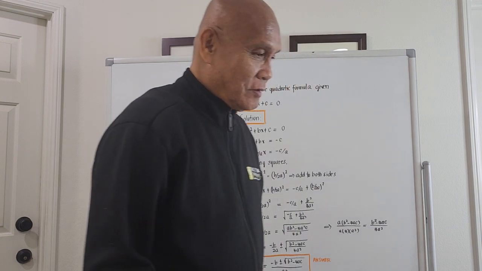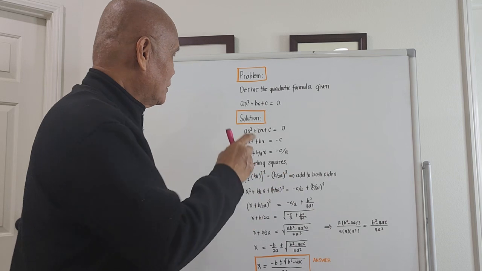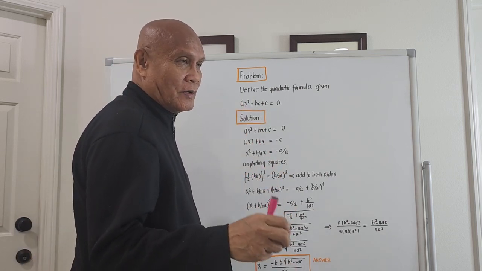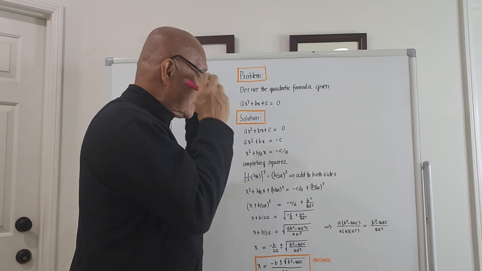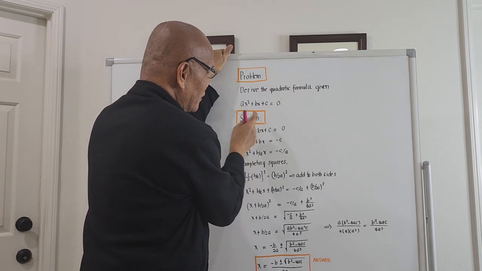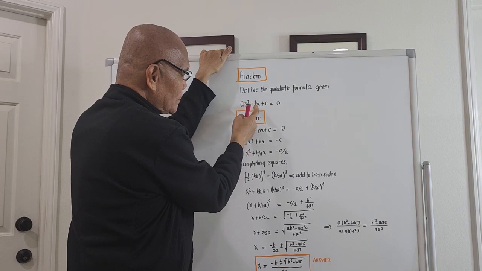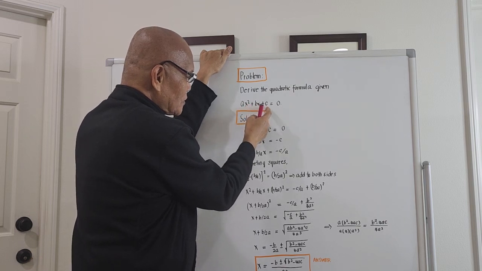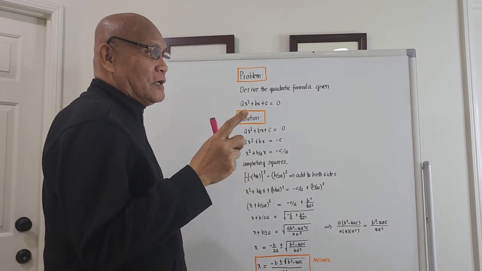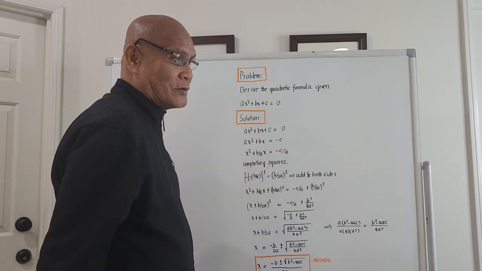My topic for this session will be the derivation of the quadratic formula under algebra. Okay, let's proceed. We've got a problem: derive the quadratic formula. We are given the quadratic equation ax squared plus bx plus c equal to 0. The highest power of x is actually 2. That's why it is a quadratic equation.